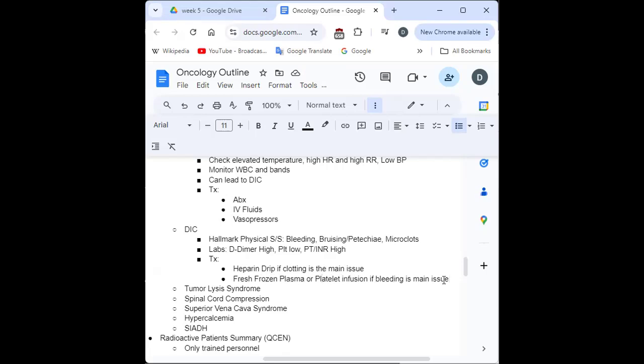That's kind of the thing with DIC, that you have microclots, but you're also at a huge risk of bleeding. So it's like, are we worried about the clots at the moment? Are we worried about the bleeding at the moment? You kind of have to let one go and obviously treat the cause.